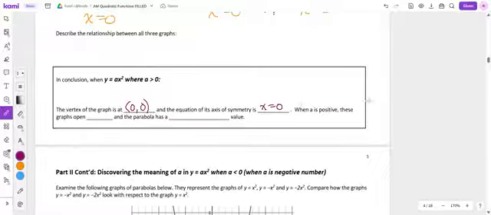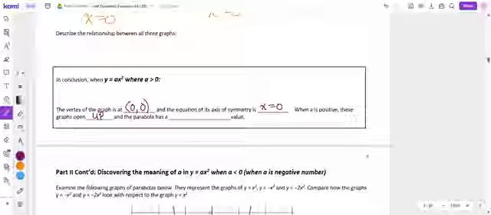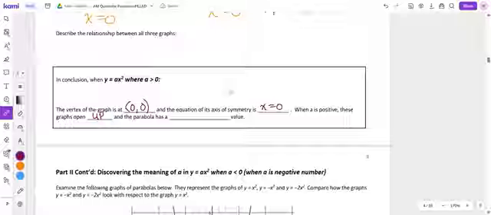When A is positive, these graphs open, what is it, up or down? Sorry, let me ask everyone. I didn't realize I was just asking Zeta. When A is positive, these graphs open up. Yes! Okay. And the parabola has a, do you know what goes in there? What kind of value is it? Is it max or min? Minimum. Yeah, that was a bit trickier.